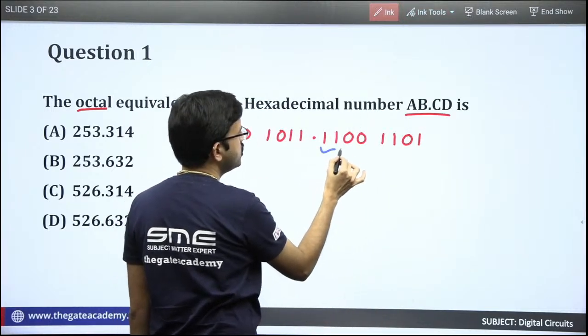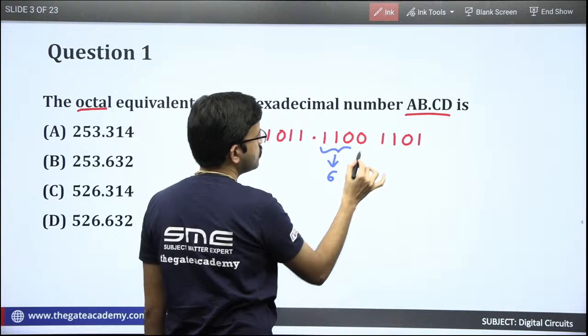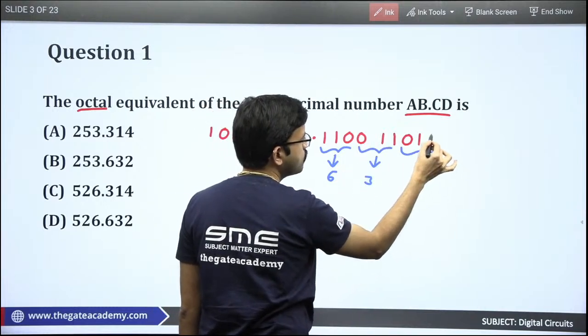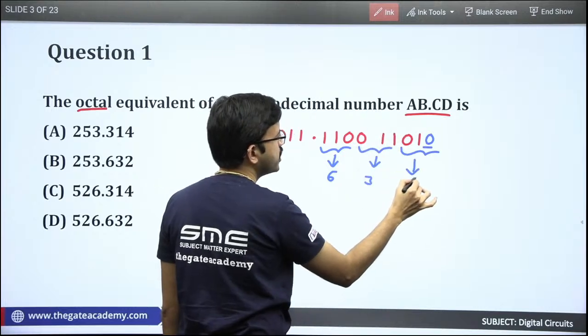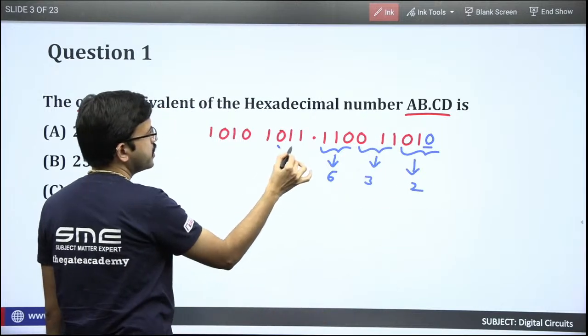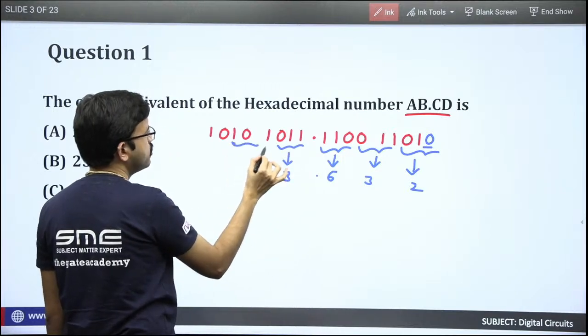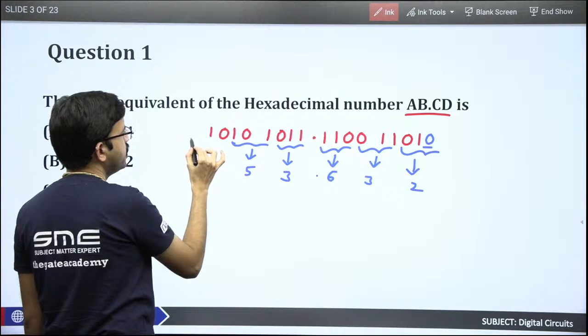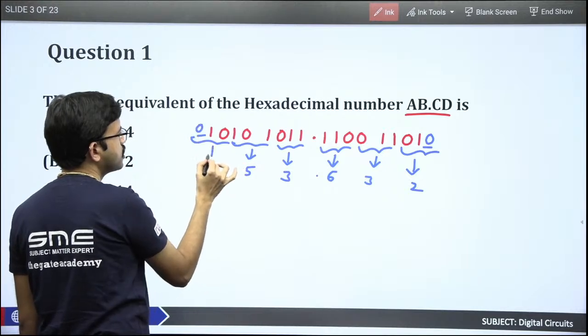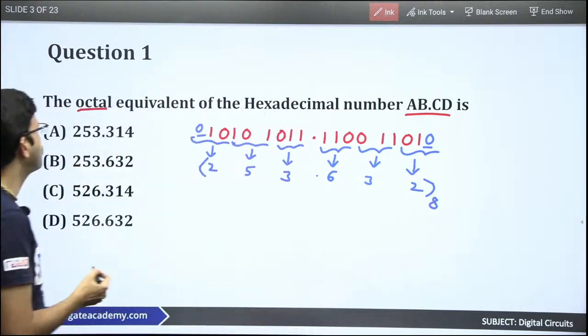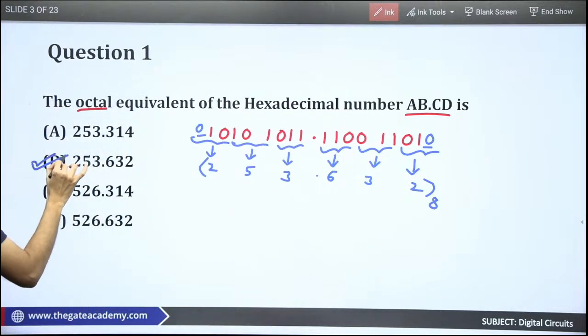So here 110 is nothing but 6, 011 is nothing but 3. Here you are having 01, so you have to put this bit as 0, and then you will get 2. And regarding this one, 011 is nothing but 3, 101 is nothing but 5, and here you can simply put 0, so 010 is nothing but 2. So that means 253.632, this is the corresponding octal number. Option B is the correct one.